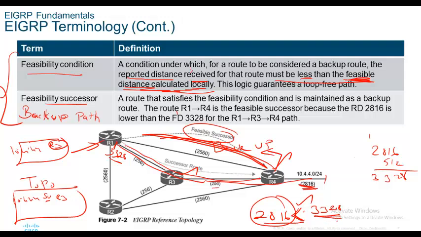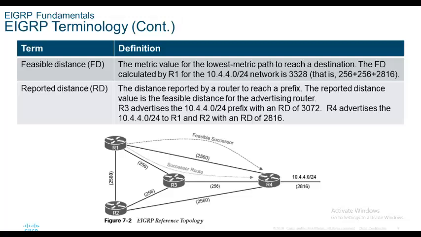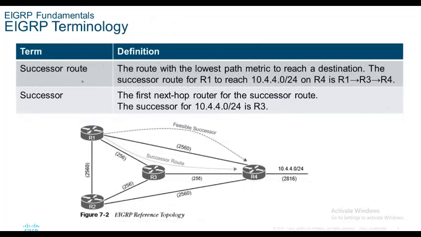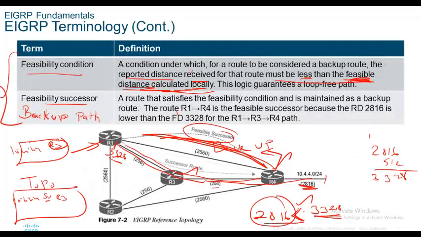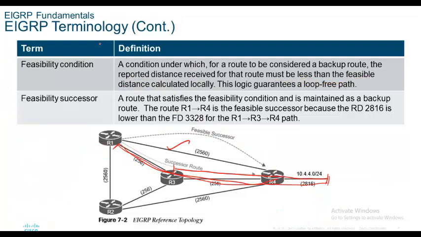This router 2 will not be a backup path. You know why? The reported distance by router 2 is 2560 plus 2816. This one and this one will be more than 5000. But it should be less than this total value, some 3000-odd we got. This is more than 5000, so this cannot be an alternate path. It won't be seen in the topology table. You understood?